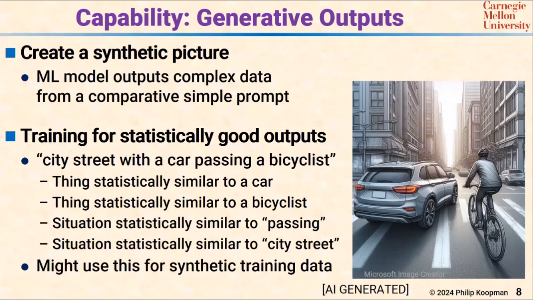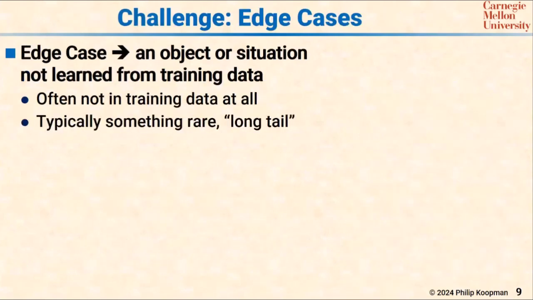But what's a challenge? The big challenge is edge cases. So an edge case is an object or situation not learned from training data. There's various definitions, but that's one we're going to use for now. It's an object or situation that you didn't learn from the training data. It might not be in the training data at all, or it might be in the training data and it's so rare you didn't notice it, or it was so rare that it didn't affect the statistics enough, or maybe the system got lucky on that particular training data, but would have gotten it wrong on something else. So it's stuff that's just hidden in the noise.